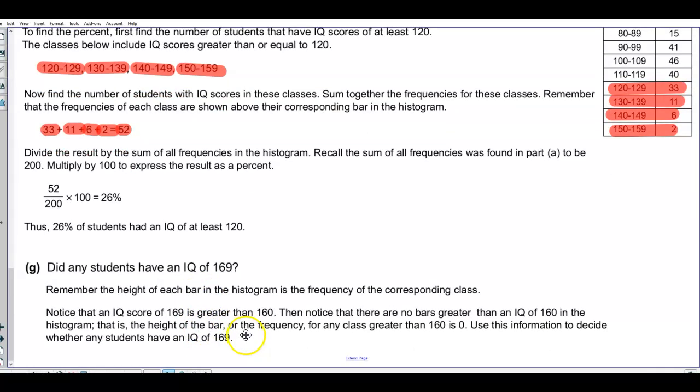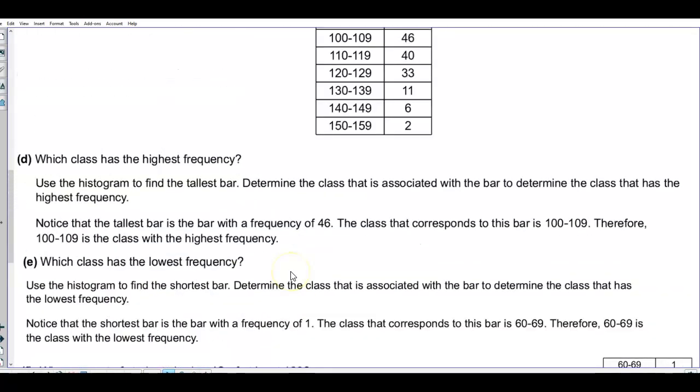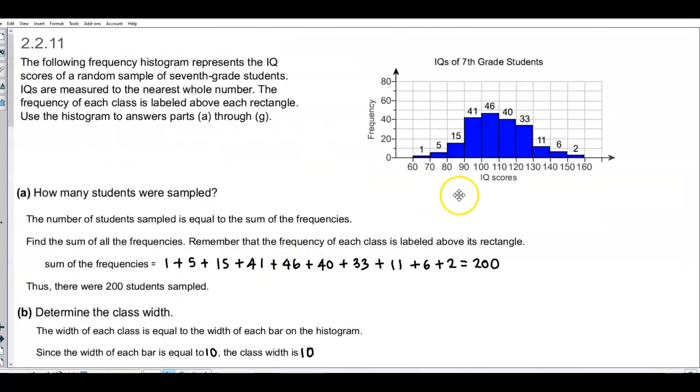Okay, the next question is asking us, did any students have an IQ of 169? So remember that the height of each bar in the histogram is the frequency of the corresponding class. Notice that an IQ score of 169 is greater than 160. And then notice that there are no bars greater than an IQ of 160 in the histogram. And that is, the height of the bar, or the frequency, for any class greater than 160 is 0. So we're going to use this information to decide whether any students have an IQ of 169. And therefore, if we look at the histogram, we do not.